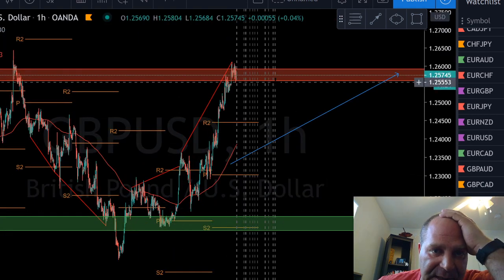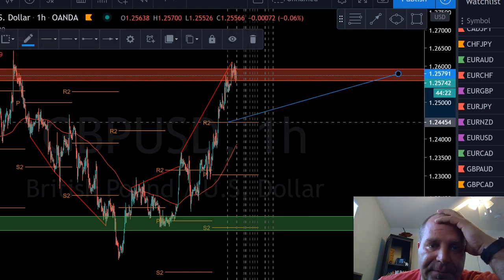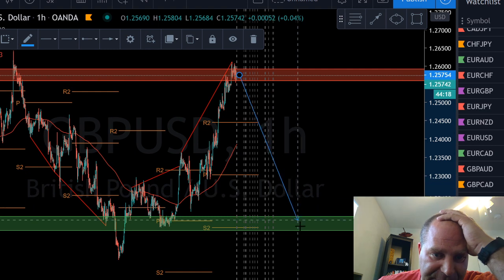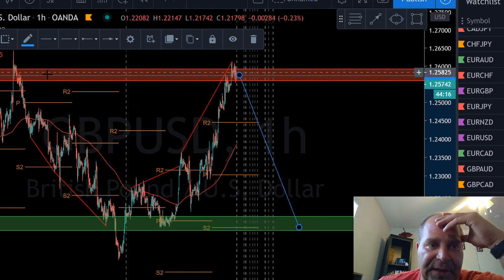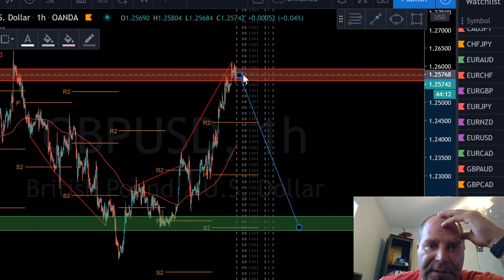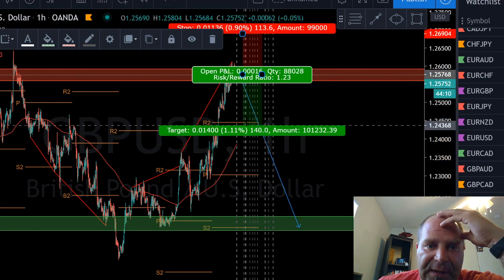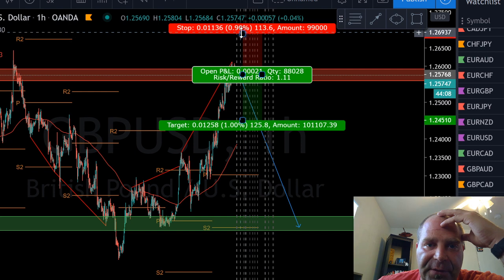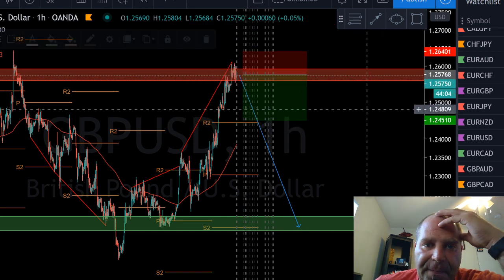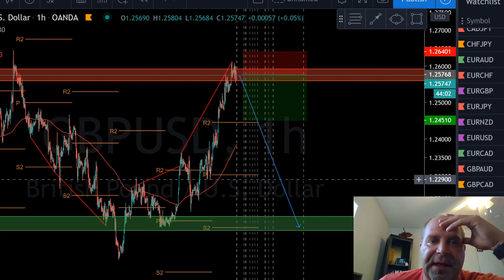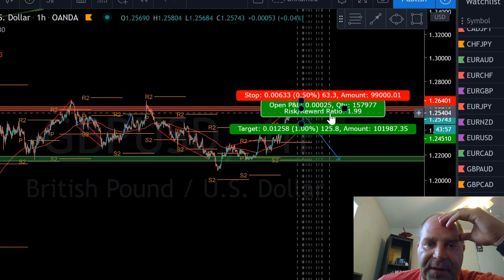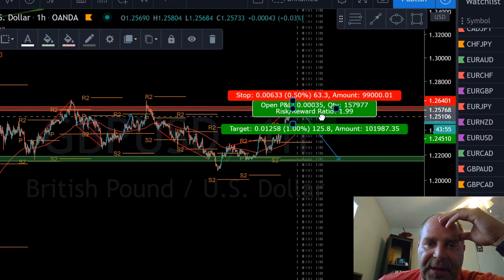GBP USD, you can see we predicted that on Sunday. But now I think we're going to get massive bearish activity. Back to R2 is the safe place, and possibly the pivot, guys. I like this channel we've been playing. I love it. We haven't broke through it yet.